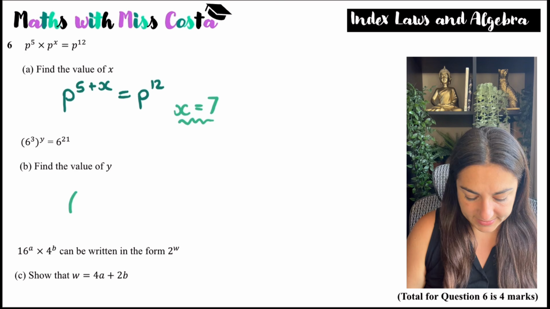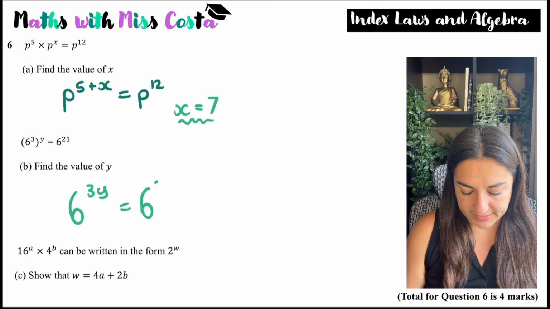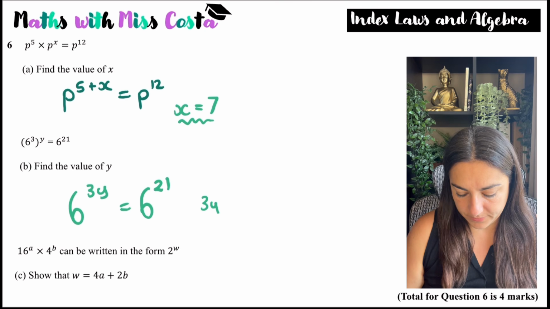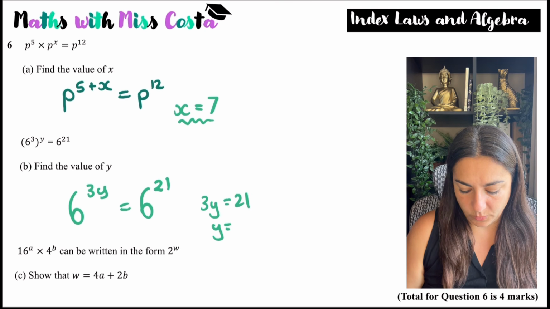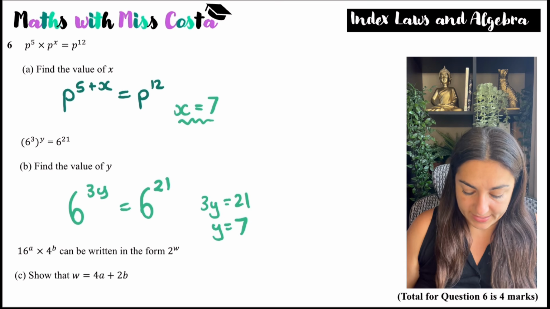So I know that 6 to the power of 3y is going to be equal to 6 to the power of 21. Therefore, 3y equals 21 and y must equal 7. Okay, next a slightly trickier question.